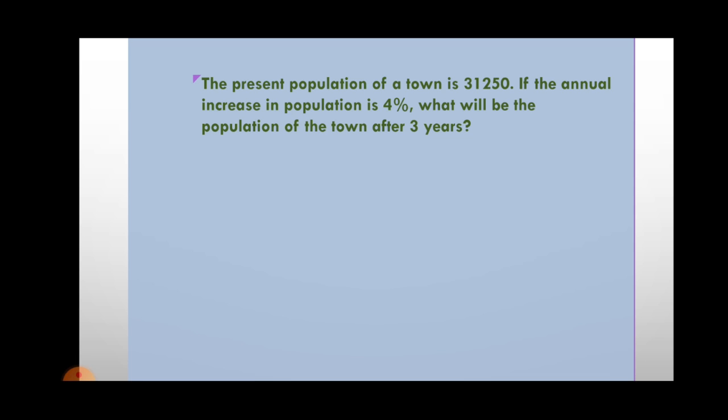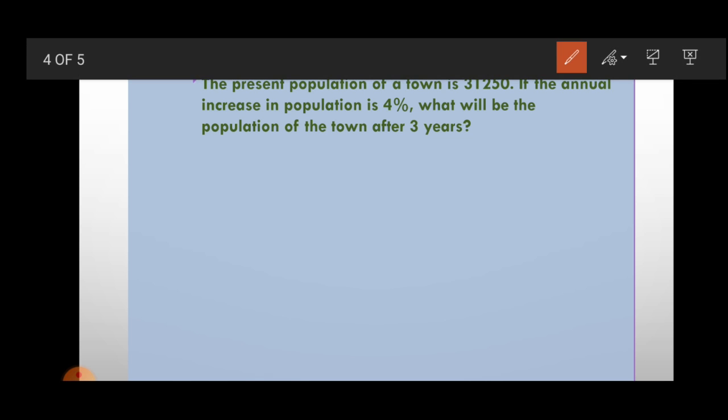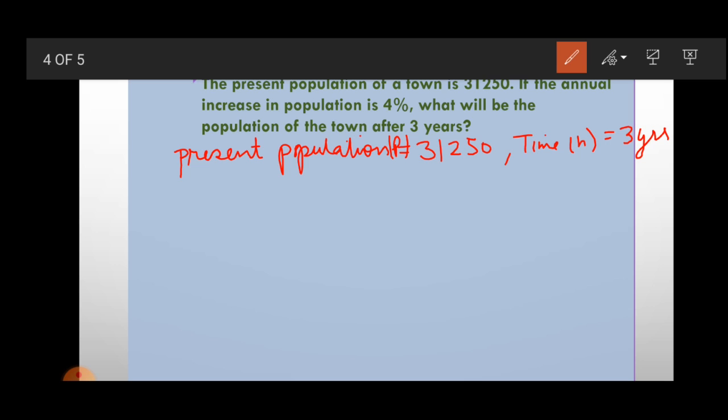Next question. The present population of a town is 31,250. If the annual increase in population is 4%, what will be the population of the town after 3 years? Here, present population is 31,250. This is principal. Time is 3 years. Rate is 4%. Now, population is increasing with time.